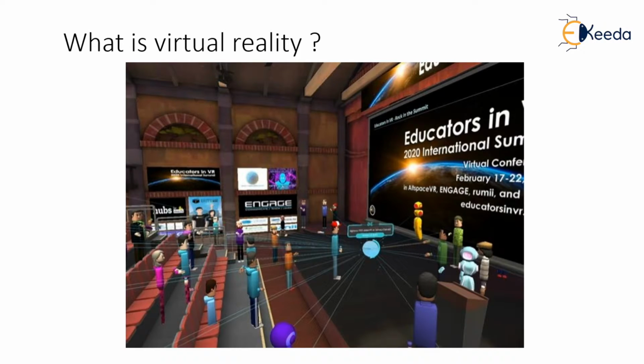By simulating as many senses as possible, such as vision, hearing, touch, even smell, the computer is transformed into a gatekeeper to this artificial world. Currently, standard virtual reality systems use either virtual reality headsets or multi projected environments to generate realistic images, sounds, and other sensations that simulate a user's physical presence in a virtual environment. A person using virtual reality equipment is able to look around the artificial world, move around in it, and interact with virtual features or items.